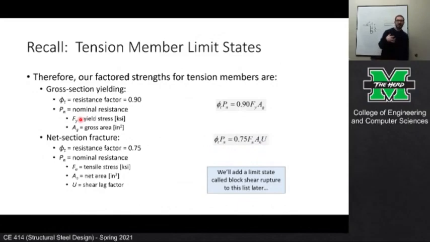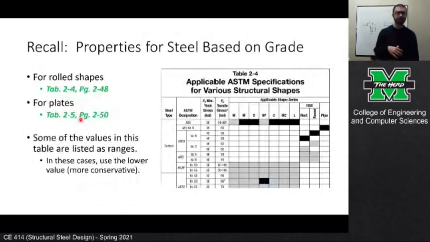For the tension member, we have so far 2 limit states: gross section yielding and net section fracture. The gross section yielding capacity, the factored capacity, is computed as FY times AG times the resistance factor of 0.9. For net section fracture, it's FU times AN times the shear lag factor, adjusted then by a resistance factor of 0.75. And again, the lower of those 2 values is what's taken to govern.